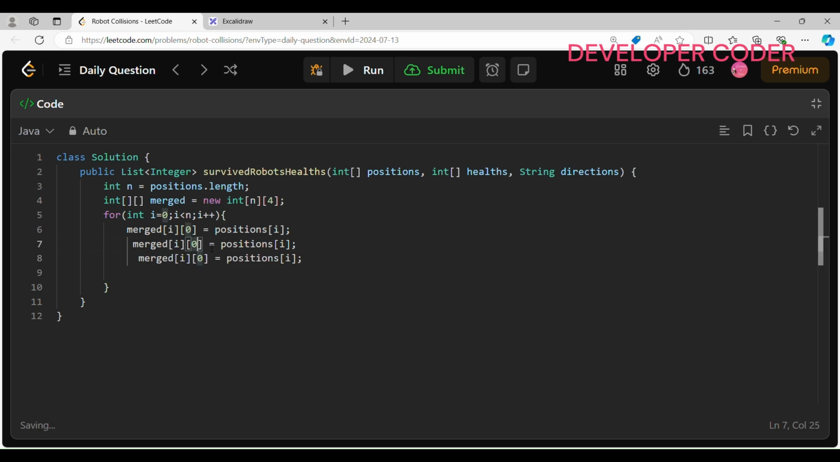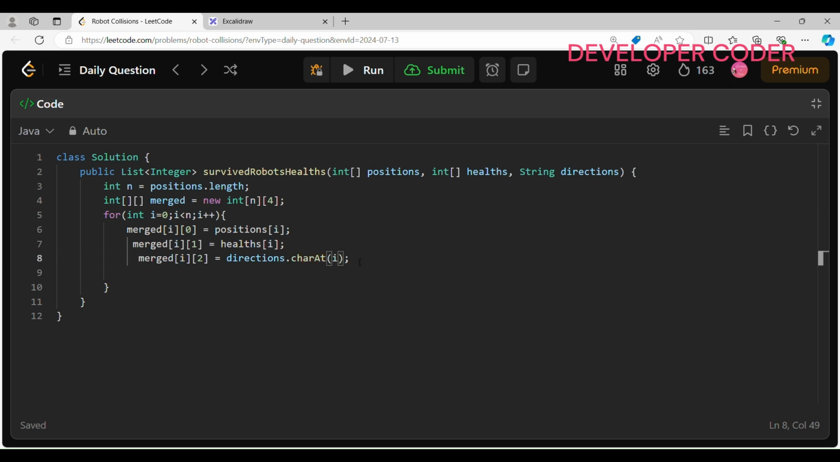Here is merged of I of 1. First row, first column, and in first column I'm going to store healths, and in the first row, this 2 index column, I'm going to store directions. Since directions is a string now, I have to write it like this: directions dot charAt at this index.